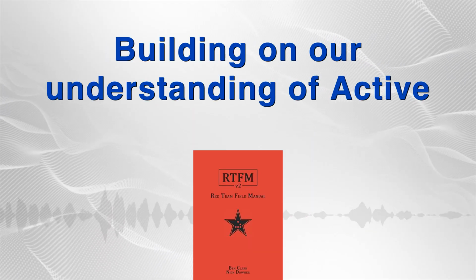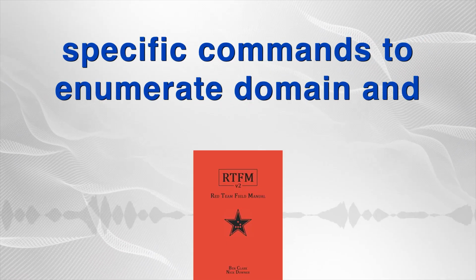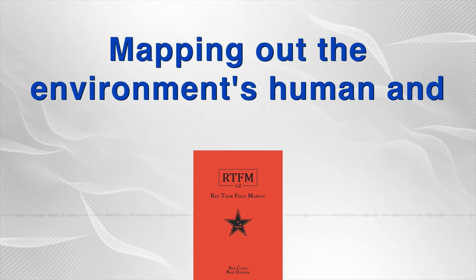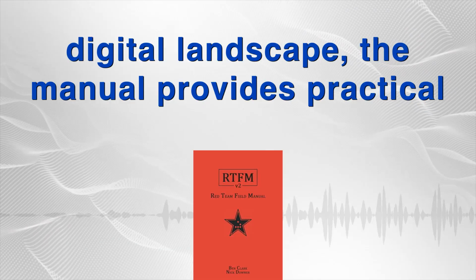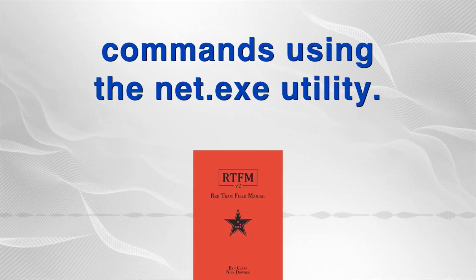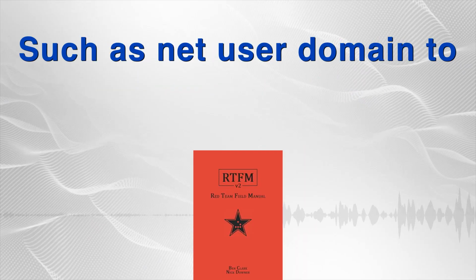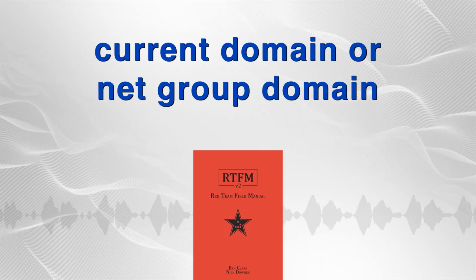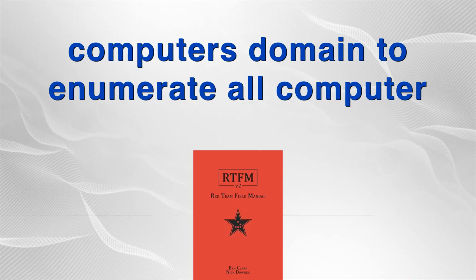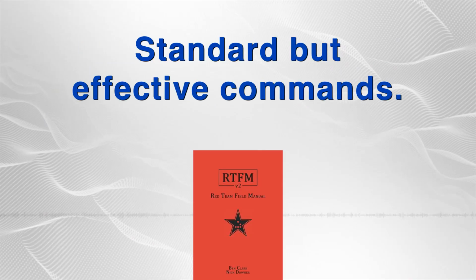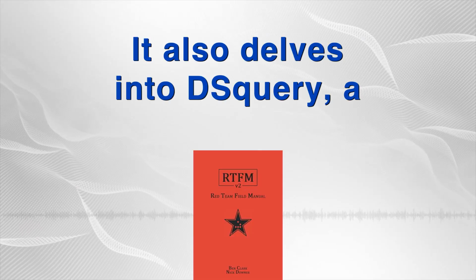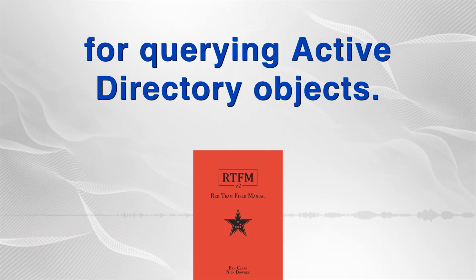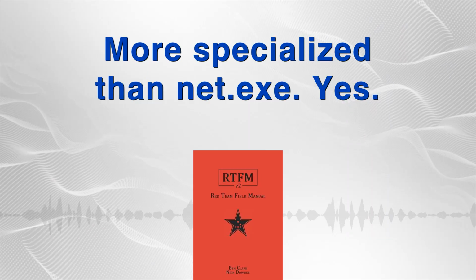Building on our understanding of Active Directory's fundamentals, the next step involves specific commands to enumerate domain and user information. Mapping out the environment's human and digital landscape, the manual provides practical commands using the net.exe utility. Like net user. Such as net user /domain to list all user accounts within the current domain, or net group "domain computers" /domain to enumerate all computer host names. Standard but effective commands. It also delves into dsquery, a potent command line tool specifically designed for querying Active Directory objects. More specialized than net.exe.